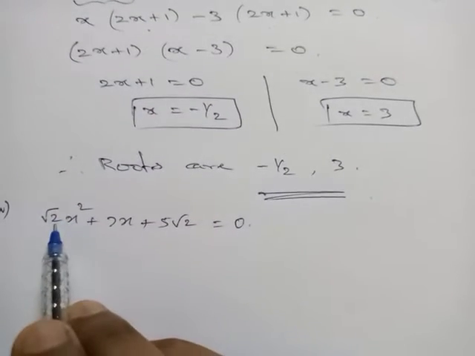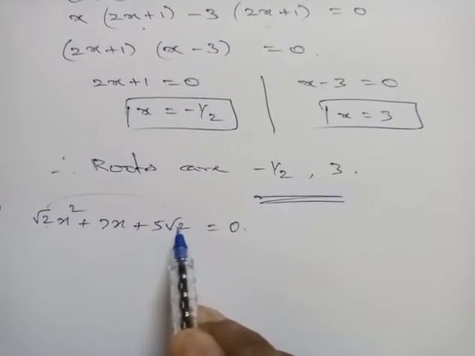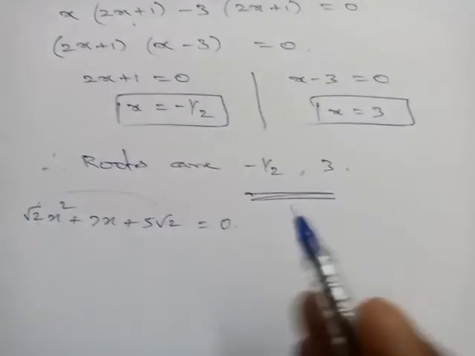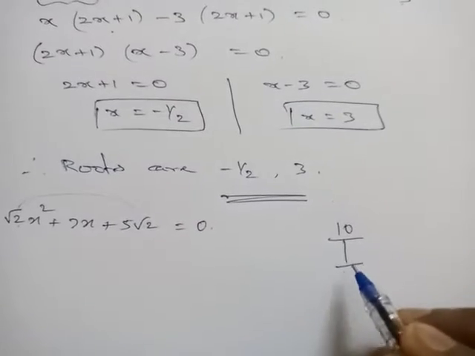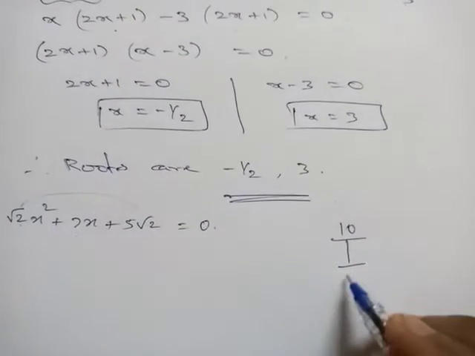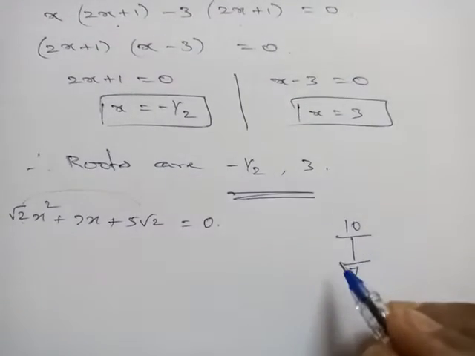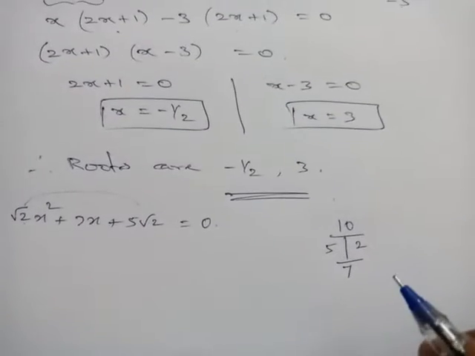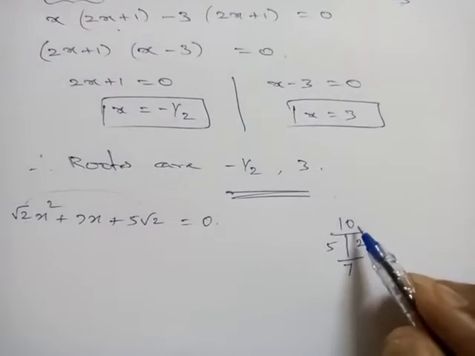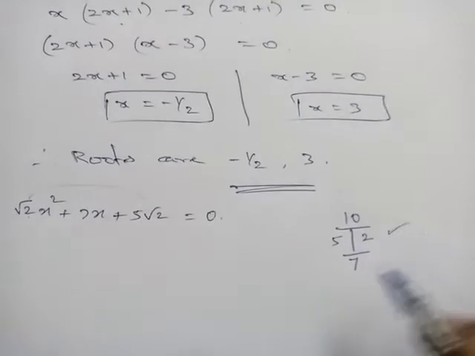So here a value is root 2, b value is 7, c value is 5 root 2. So multiply this and this. What will you get? Root 2 into root 2 is 2. 5 is there. So 5 into 2 is 10. So the product is 10, correct? In this method, what is the b value? 7. So 7 we need. Summation is 7, product is 10. Like this we have to find two numbers. 5 into 2 is 10, and if you add them, 7 comes exactly. So we can select these two numbers.